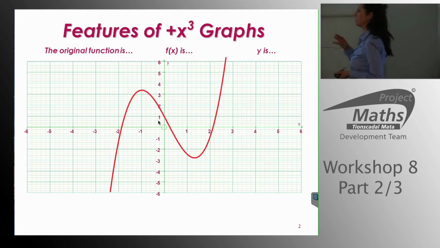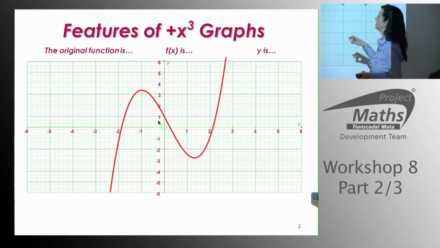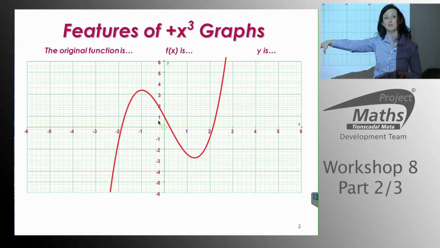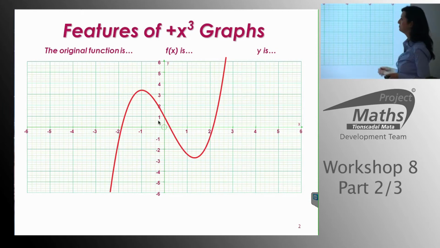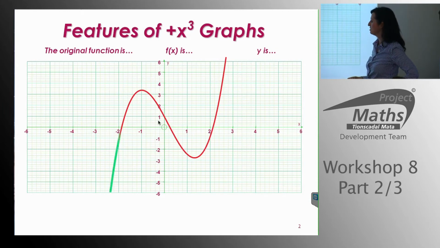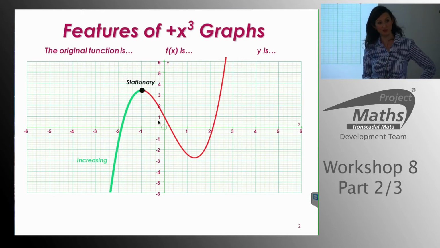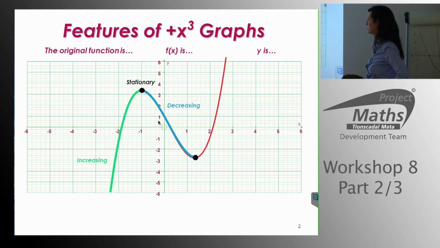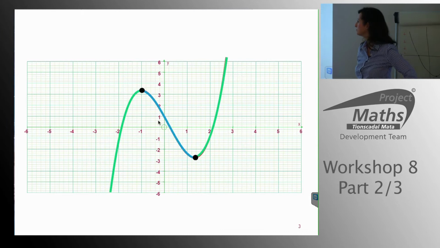So this is my original function plus x cubed. Okay, so it's the same model as I did there. Now on my original function, I am increasing. We call that at the top a stationary point. My function is decreasing, then I have another stationary point. And then my function is increasing. Okay, so that's the original function.